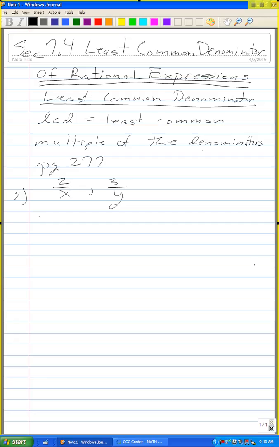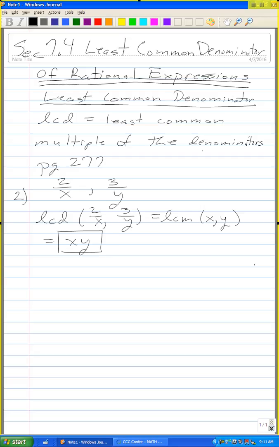Well, the least common denominator of 2 over x, 3 over y, is the same as the least common multiple of x and y. Since x and y are relatively prime, they're different variables, you'll find the least common multiple by multiplying them. And so the least common denominator is x times y.